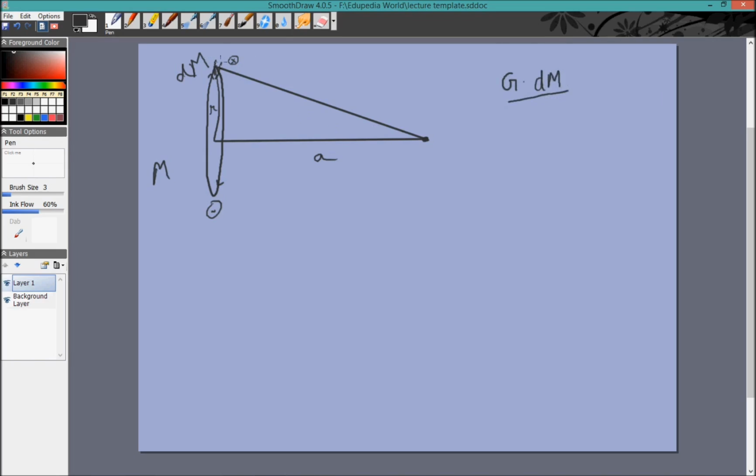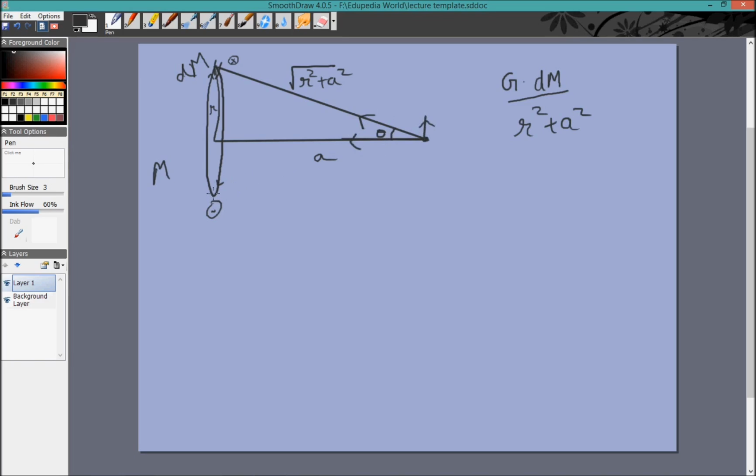But r will be now this distance, right? If this is r, this is a, this distance is root of r square plus a square. So this will be G dm by (r square plus a square). This is the gravitational field due to this mass. The direction is this, right? Now if we take this angle to be theta, this particular field has two components, one in this direction and one perpendicular to this direction, right?